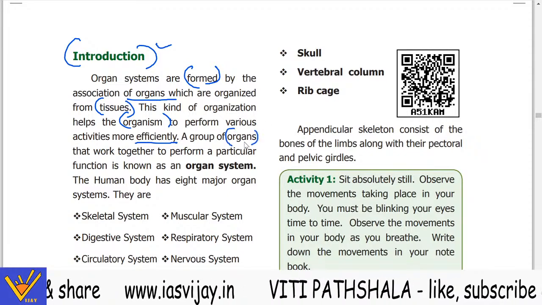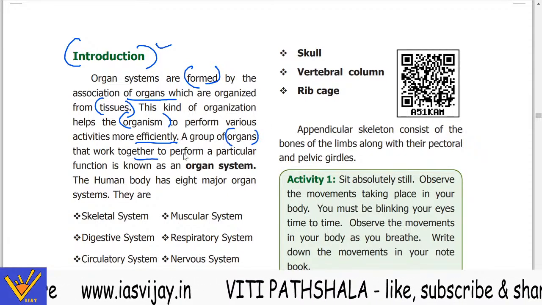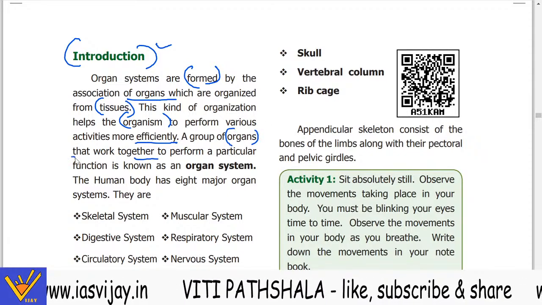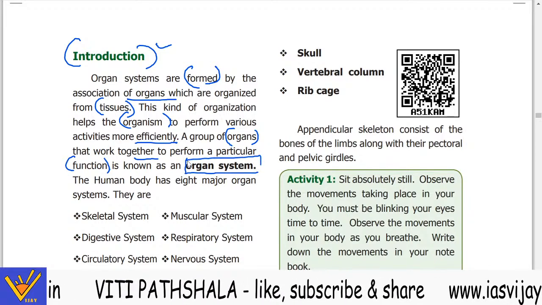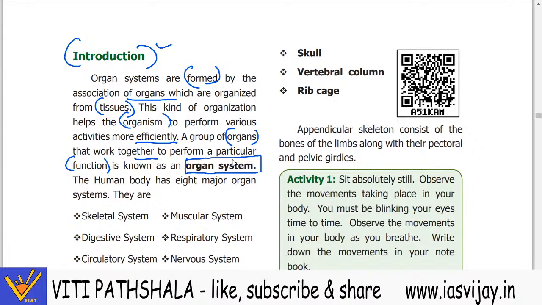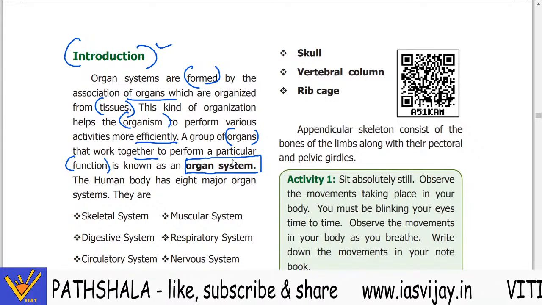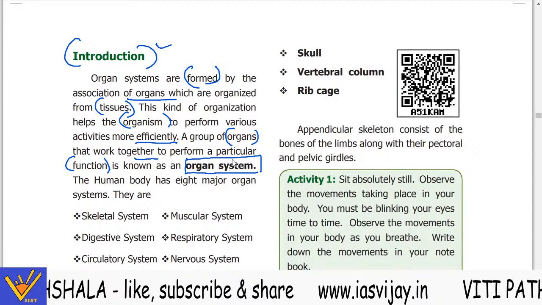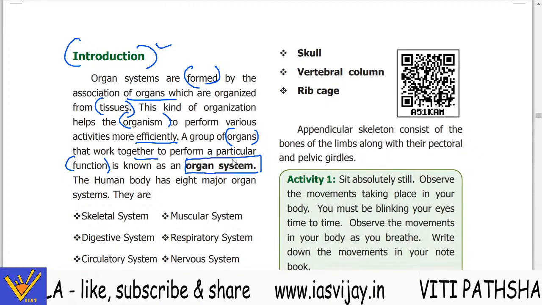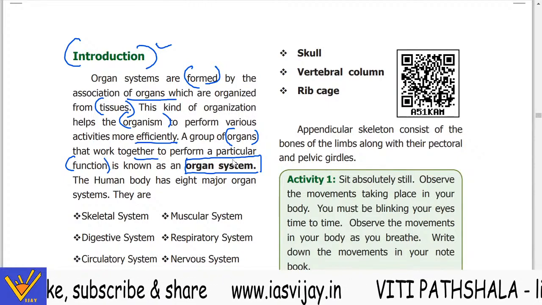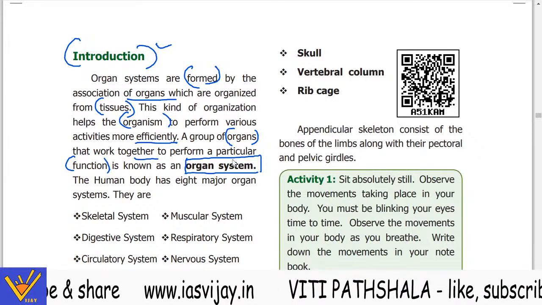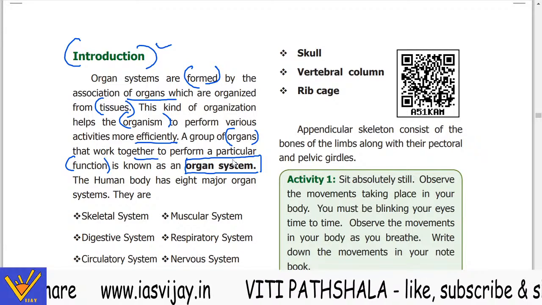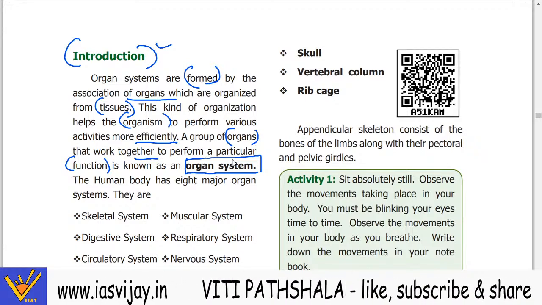A group of organs that work together to perform a particular function is known as an organ system. So when a group of organs perform work together, like our body performing all together, that is the organ system. The human body has 8 major organ systems.